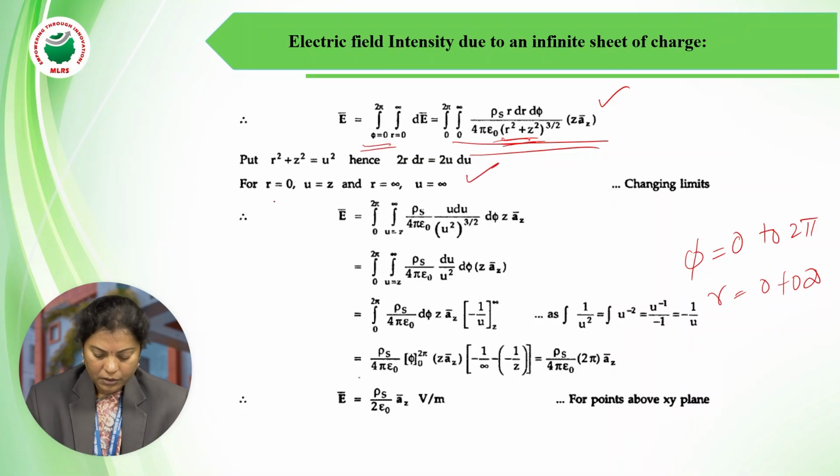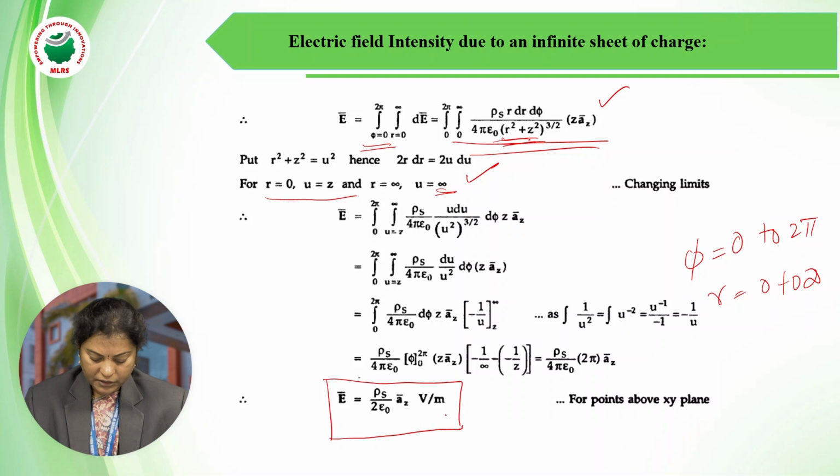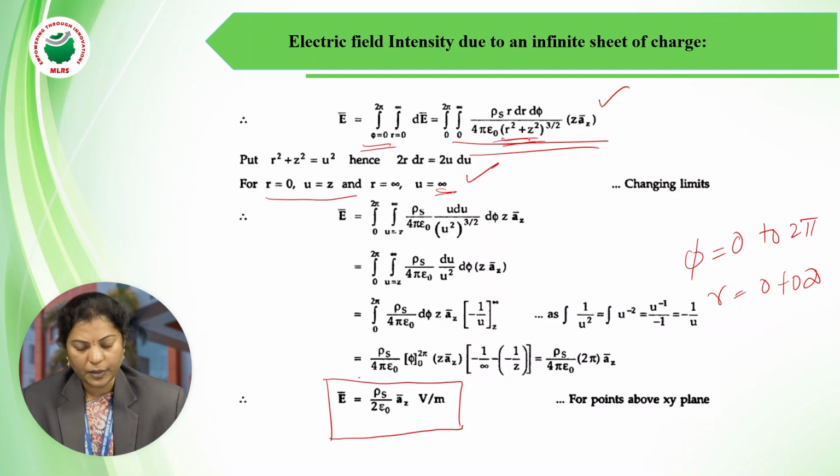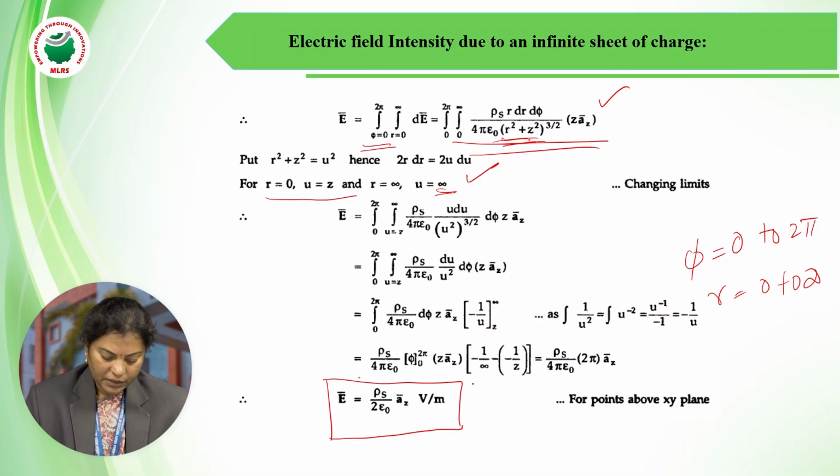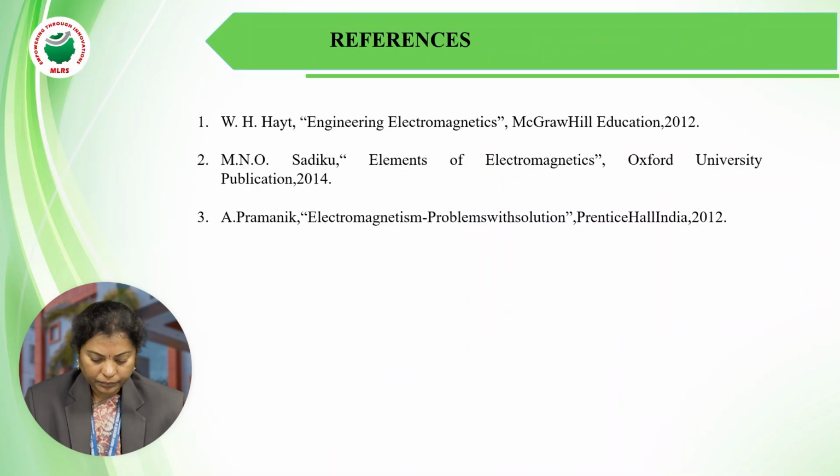And also changing the limits here. If r equal to 0, u equal to z, and r equal to infinity, u is also infinity. So after substituting all the limits and integrating, we get the electric field intensity due to infinite sheet of charge as rho s by 2 epsilon naught into az, that is volt per meter. So this is the electric field intensity due to infinite sheet of charge.